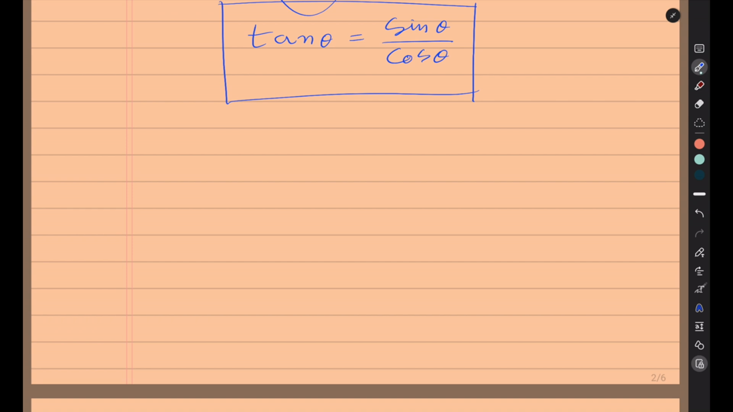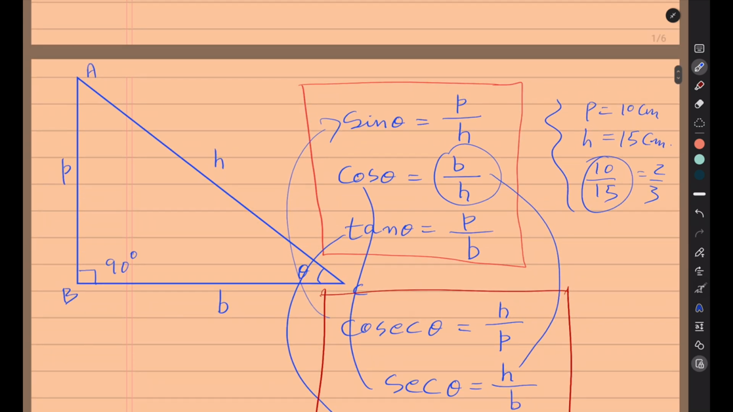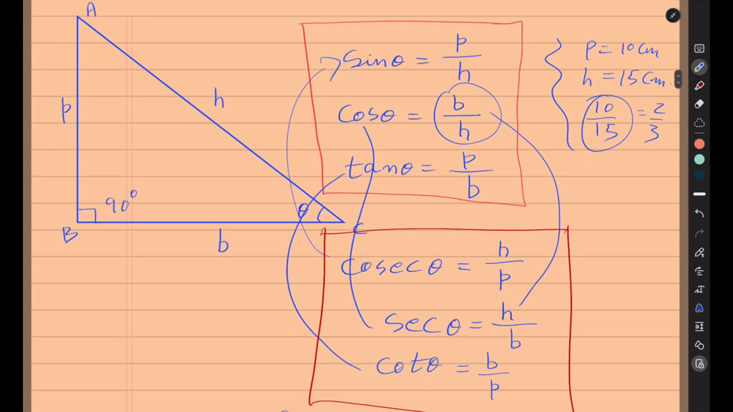Before that, there is some basic which I would just like to emphasize upon. If you look at this right angle triangle ABC, can you recall the Pythagoras theorem? What is Pythagoras theorem? Pythagoras theorem is: hypotenuse square will be equal to perpendicular square plus base square in any right angle triangle.